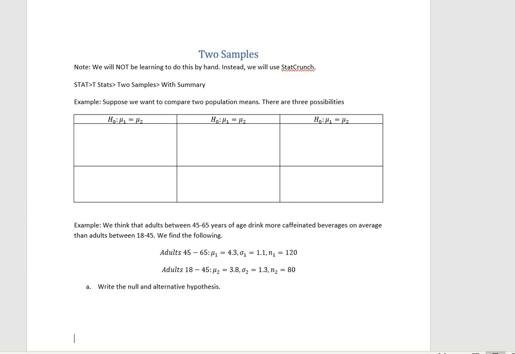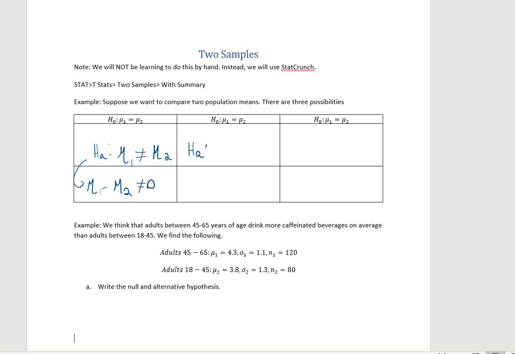So here's the thing: our null hypothesis is that the two means are going to be the same. Our alternative hypothesis is that they're just different. So they're not equal to each other, they're just different. And just like before, we can rewrite that as mu1 minus mu2 does not equal 0.